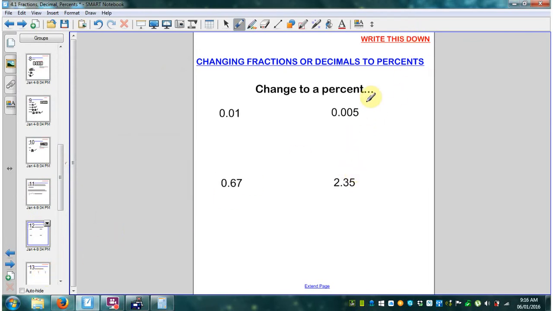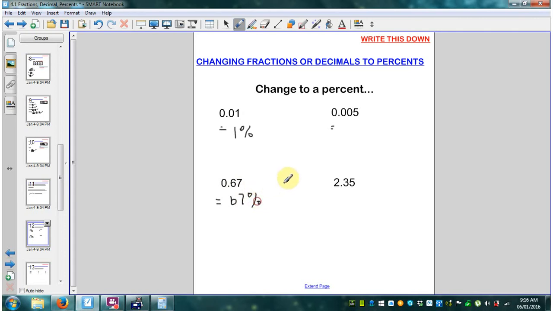Okay, I want you guys to write these examples down in your book, and we're going to do them together. Okay, so we're going to change these decimals to a percent. So what's our rule? We move our decimal 2 places to the right. 1, 2. And then we add our percent sign. So that's going to be 1%. Okay, I'm going to do this one here next. So we move our decimal 2 places to the right. 1, 2. So we got 67%.